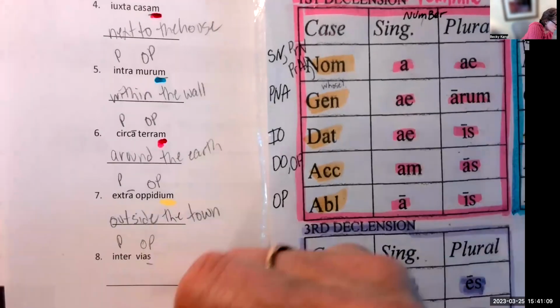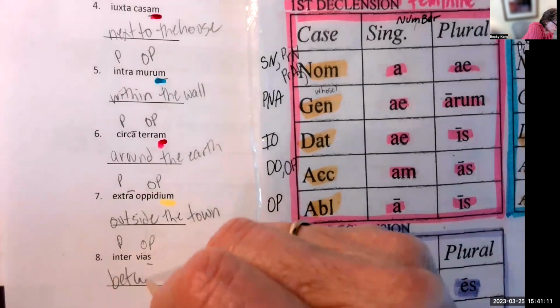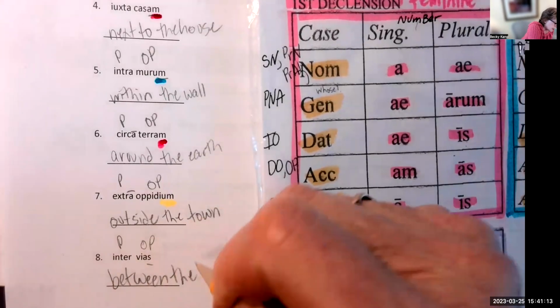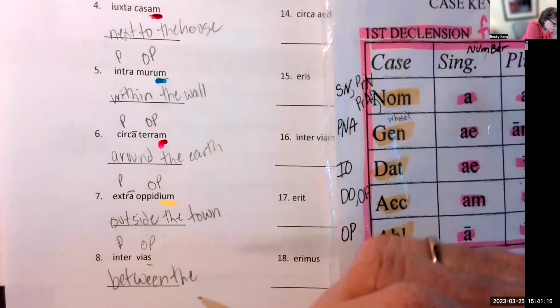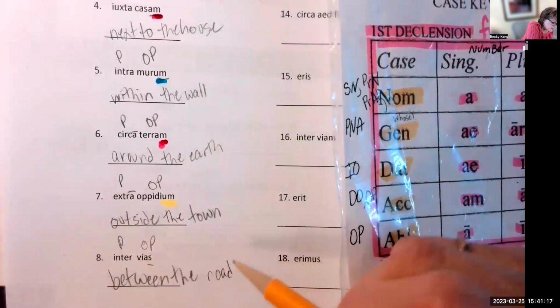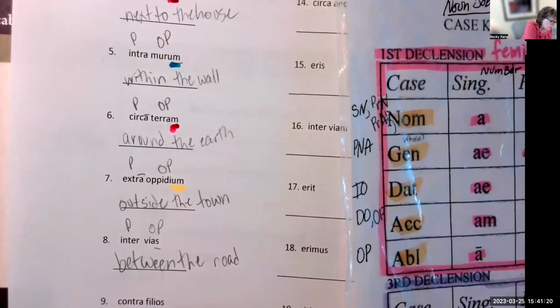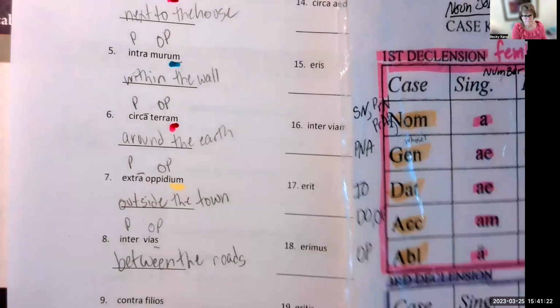So inter means between. Okay? And make it plural. Between the what? How do you make that plural? Between the what? Is it road? Make it plural. Roads. There you go. Very good.